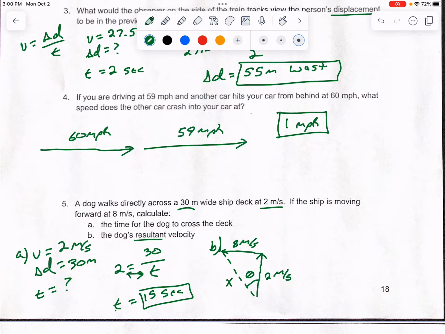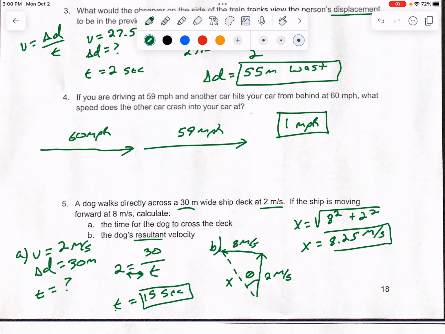We're not going to worry too much about direction on this one because there wasn't really a direction. So we'll just solve for our hypotenuse and our angle, and we'll worry about direction when we actually give you more direction, like east, west, north, south. So in order to find that hypotenuse, we're going to do Pythagorean theorem. So x is going to be the square root of 8 squared plus 2 squared. Don't forget to square root at the end. So that's going to come out to be 8.25 meters per second.